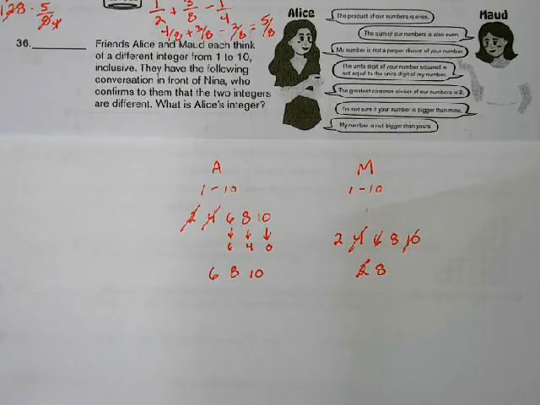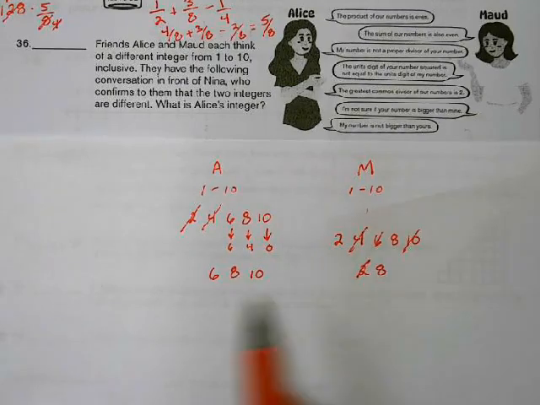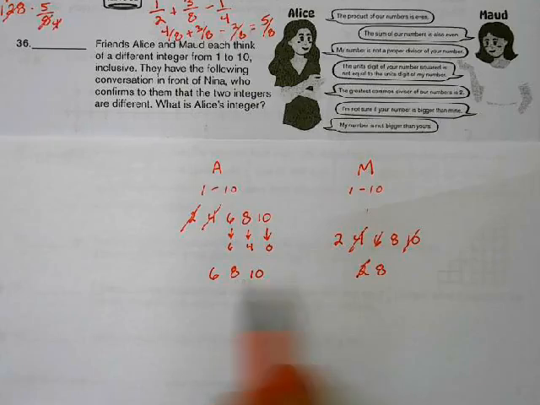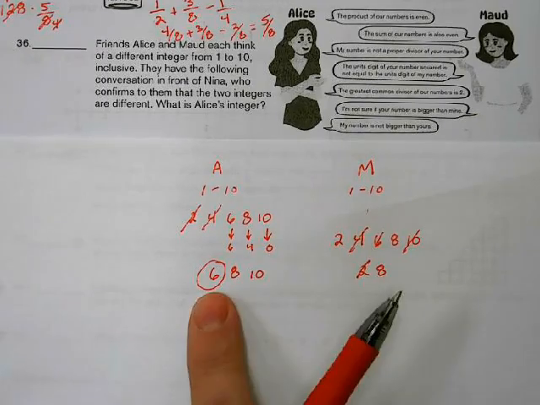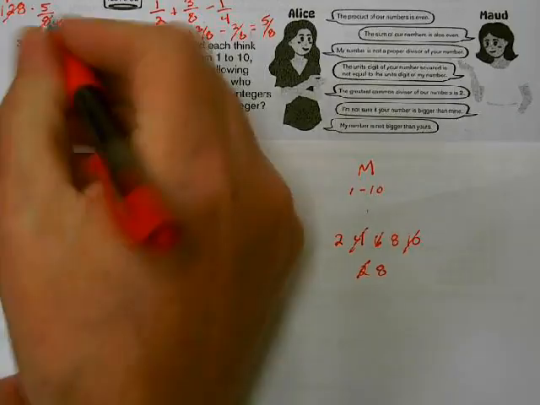Last one. My number is not bigger than yours. Okay, so we know this is an 8. She might have an 8 or a 10. We know they don't have the same number. So now we're at the end. We know that Alice has a 6 because we know for sure that it's not bigger than 8. Ugh, that one's horrible. All right, a few more.